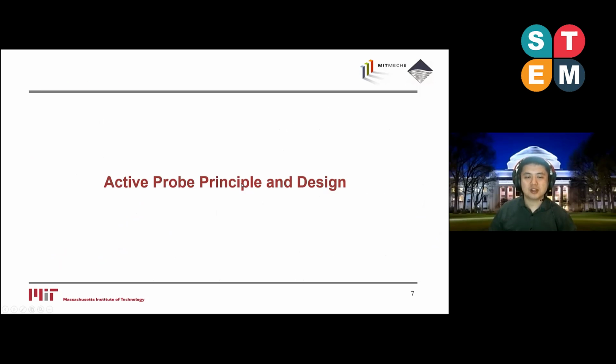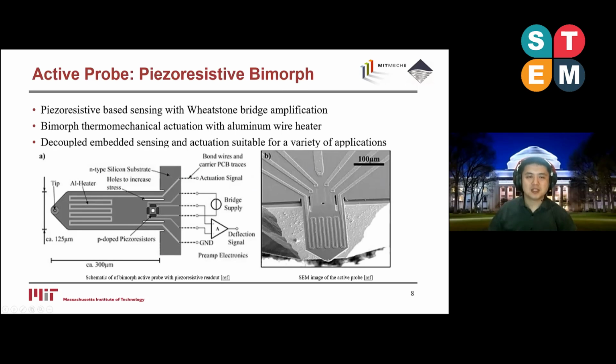So now we can take a look at the active probe principle and design, now that we know what the passive probe does. For the active probe, the one we use in this work, we utilize embedded sensing and embedded actuation. So we have a piezoresistive bimorph cantilever. As you can see here, we have 4 piezoresistors embedded at the base surface of the cantilever, where the internal stress is maximized whenever we have a cantilever probe deflection. This is in a Wheatstone bridge configuration so that we can sense the deflection very accurately.